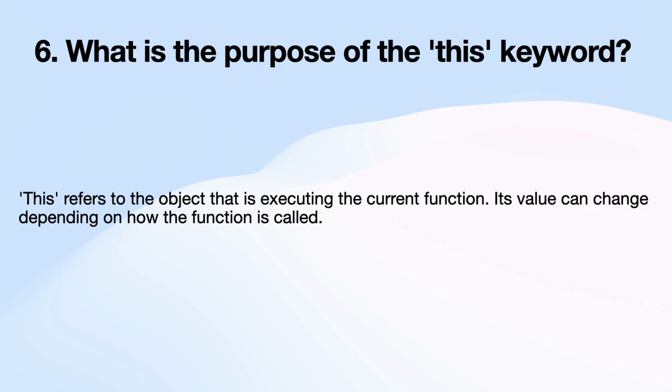5. In event handlers, this typically refers to the element that triggered the event. 6. With call, apply, or bind, this is explicitly set to the provided value. Understanding how this changes is crucial for writing correct and predictable JavaScript code, especially when dealing with object-oriented programming and callback functions.